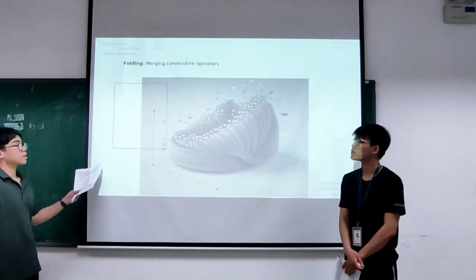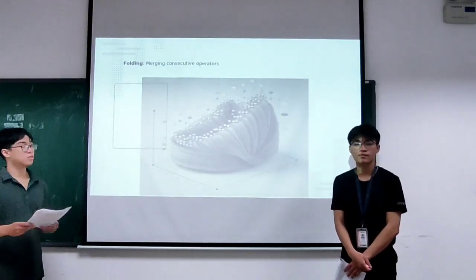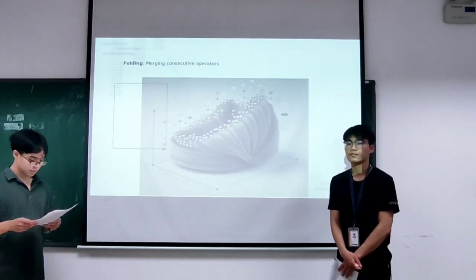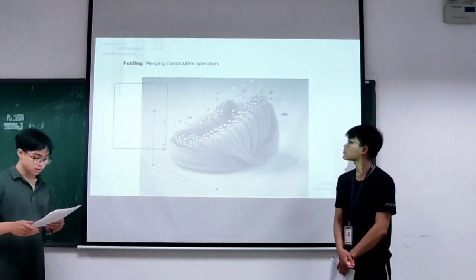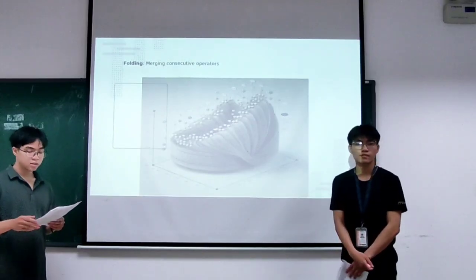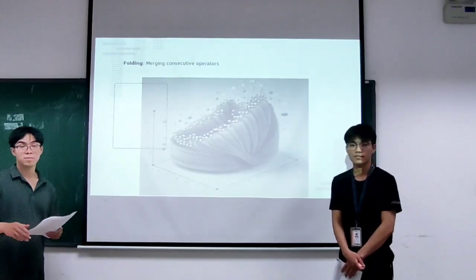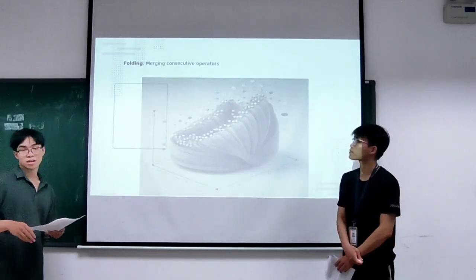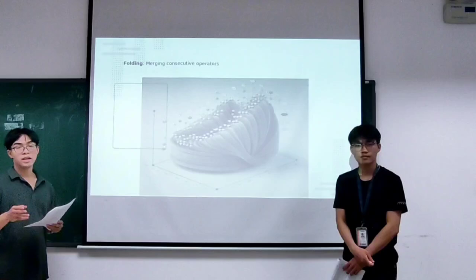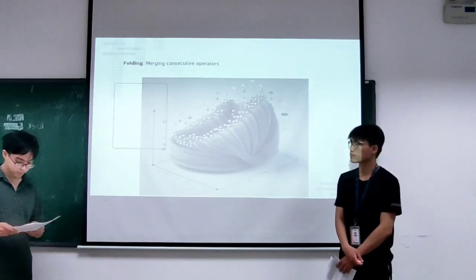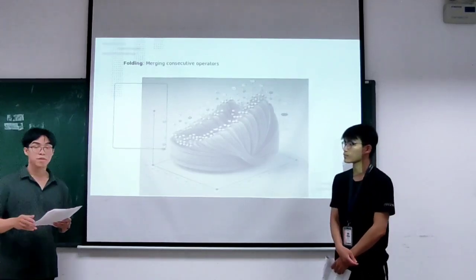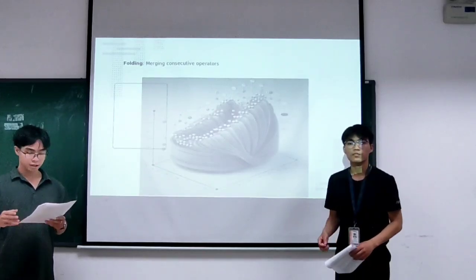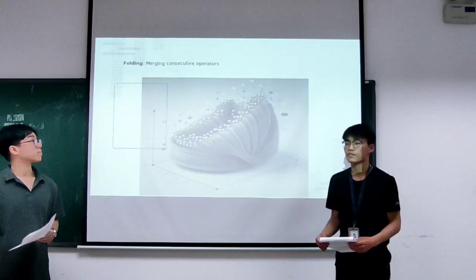First is folding. This method works with consecutive operators to reduce the number of computation steps. Example, suppose there are consecutive addition operations in a model, like the sum of A and B, then plus C. So we can reduce that into one step, that is A plus B plus C. Similarly, constant expressions can be precomputed, so the model doesn't repeatedly calculate the same result.